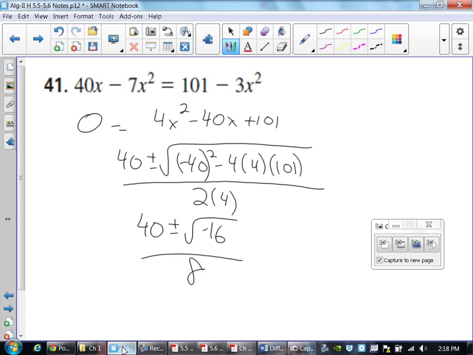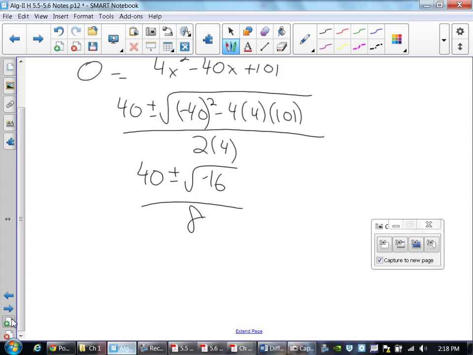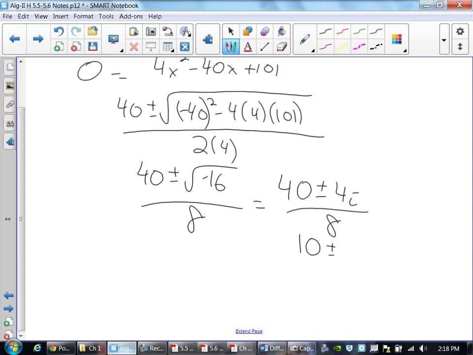Yes, sir. Hold up. Aren't we supposed to do like 40 plus or minus i square root of 16? Well, yeah, what's the square root of 16 then? What's the square root of 16? The i goes like, 4. So you wind up with 40 plus or minus 4i all over 8. Divide everything by 4. 10 plus or minus i over 2. The book probably wrote it as 5 plus or minus 1/2 i. Means the same thing.